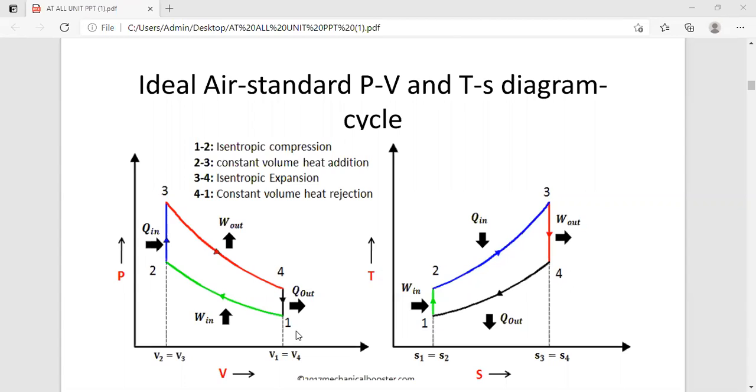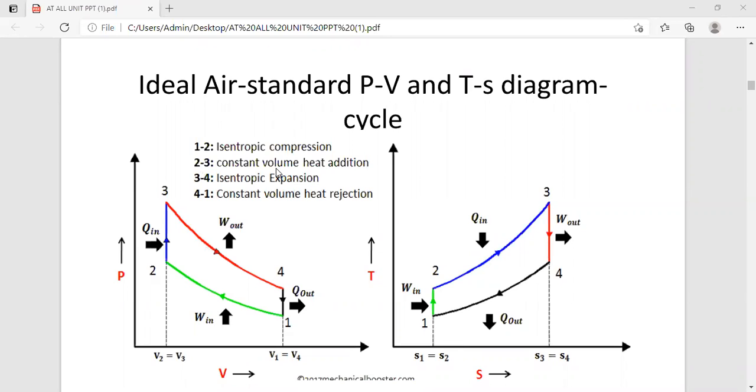Now if you observe here, during 1 to 2 process, isentropic compression process, why are we calling it an isentropic compression process? Because the entropy parameter is constant. So as entropy is constant, we are saying it is an isentropic process, and we are saying it is compression, because if you observe here, the volume gets reduced and pressure gets increased. This is the compression process. So 1 to 2 process is called the isentropic compression.